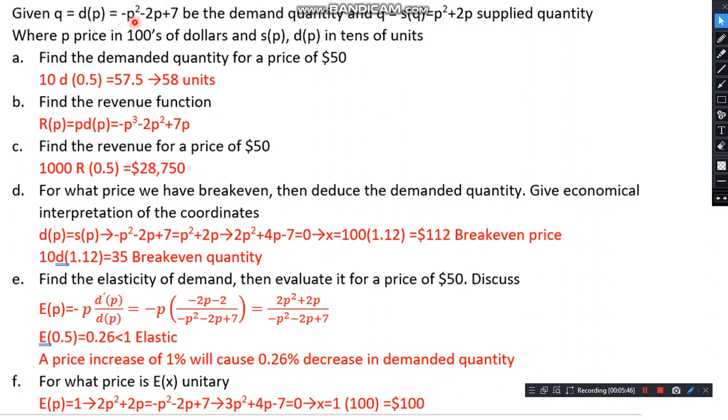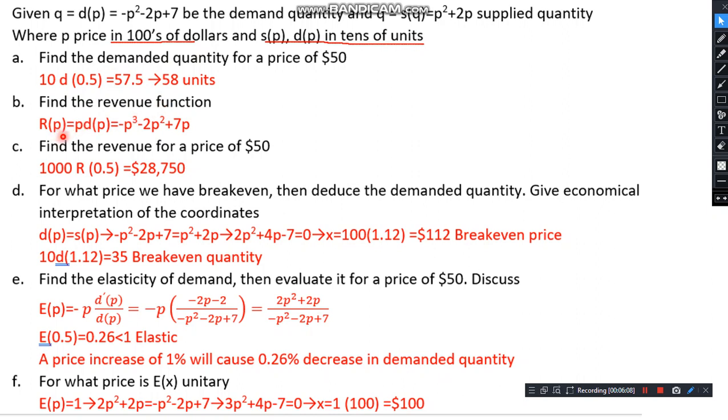Suppose given this is the demand and this is the supply quantity, where the price is in $100 and S(P), D(P) are in tens of units. Find now the demand quantity for a price of 50. Since the price is in 100, so 0.5, and it's in tens, D(0.5), we have 58 units.